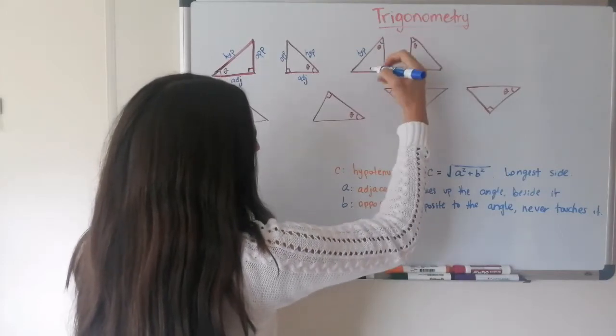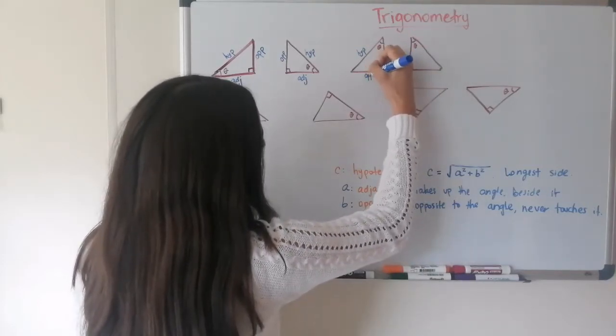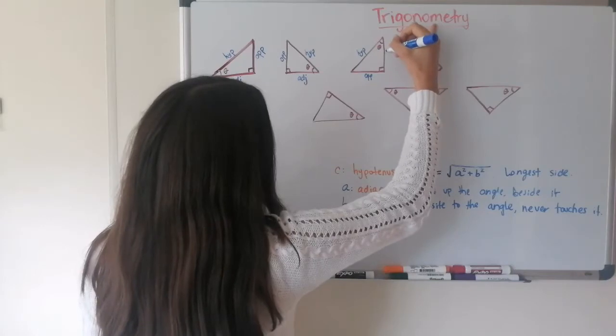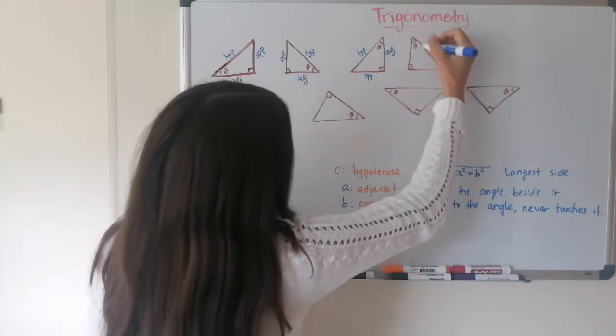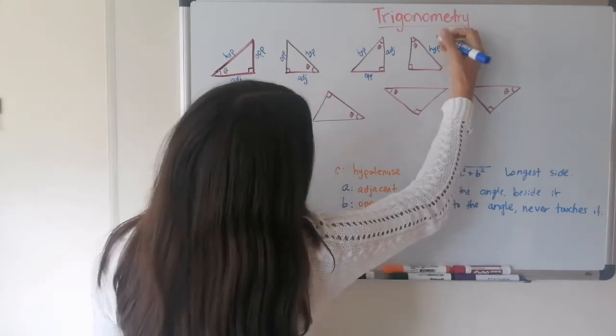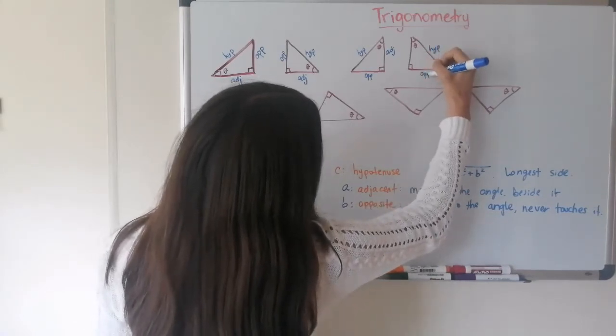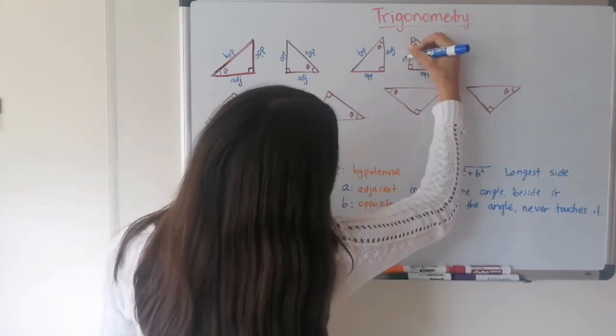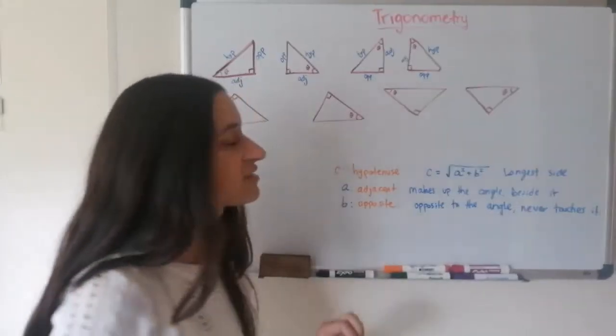The opposite to the angle is opposite. The side that makes up the angle is the adjacent. Here we have the opposite to the right angle is the hypotenuse, the opposite to the angle is the opposite, and the side that makes up the angle is the adjacent.